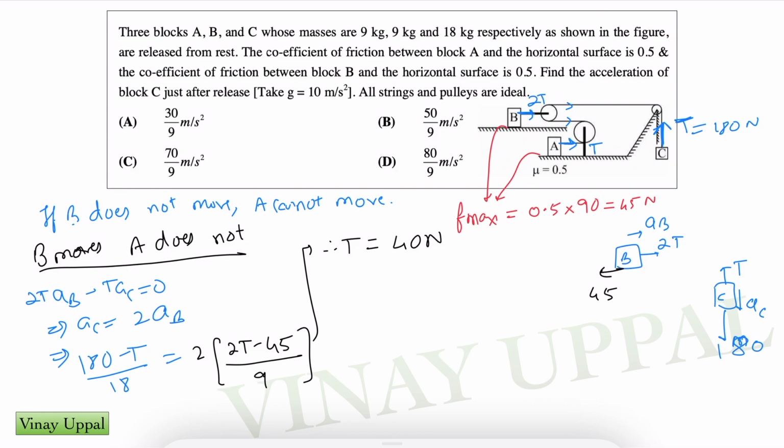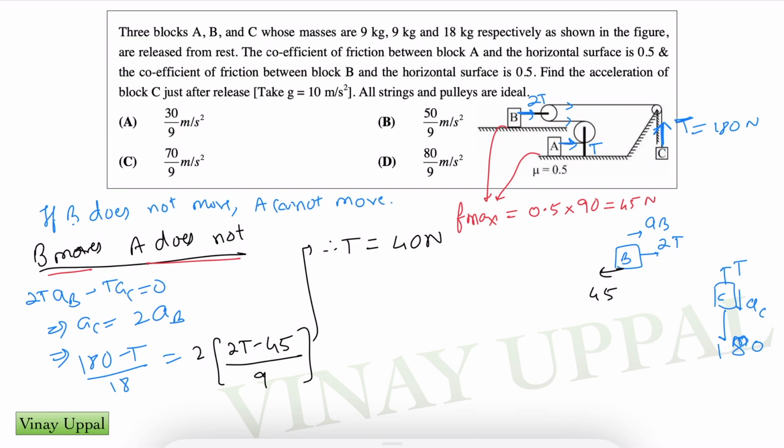Now how do we check that this case is correct? We assumed that B moves but A does not. So let us check if tension is lesser than the maximum friction on A. The maximum friction on A is 45 newtons and the tension that we got is 40 newtons. So of course the force of tension on A is lesser than the maximum friction, which means that A does not move, and that confirms that our assumption was correct.